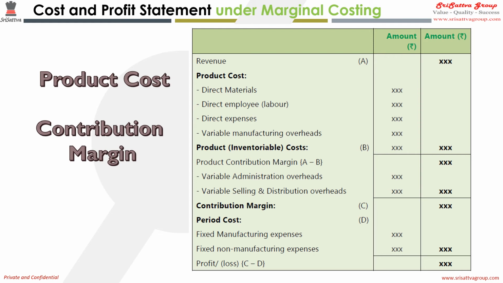Contribution or contribution margin is the difference between sales revenue and total variable costs irrespective of manufacturing or non-manufacturing. It is obtained by subtracting variable costs from sales revenue. It can also be defined as excess of sales revenue over the variable costs.